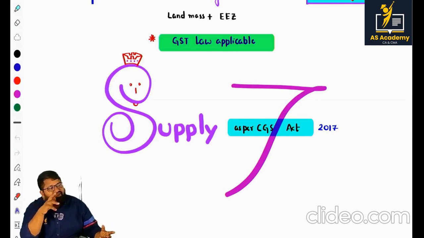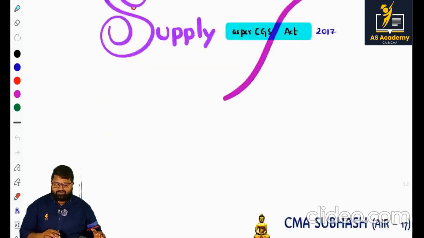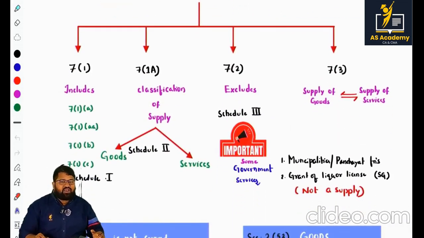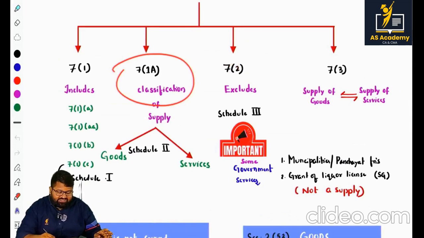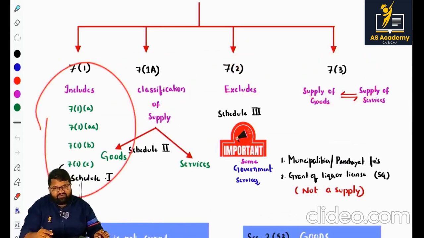Then automatically with fear we can encash it. Okay, so that is the most important thing. So supply has been bifurcated into 4 parts. What are those 4 parts, ma? 7.1 includes 7.1A, 7 subsection 2, 7 subsection 3. What is the 7.1A bifurcation, ma?